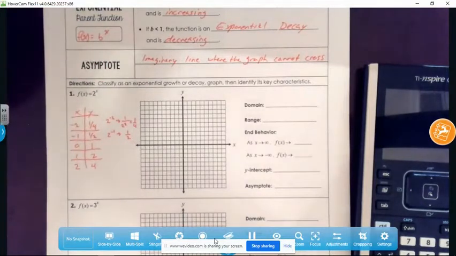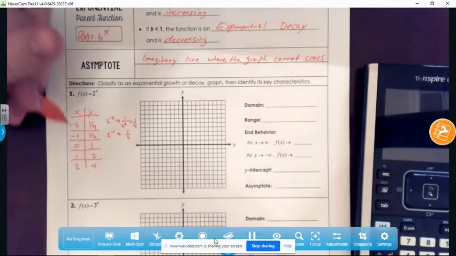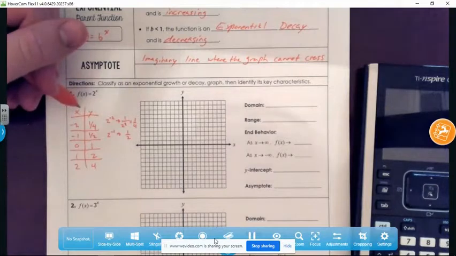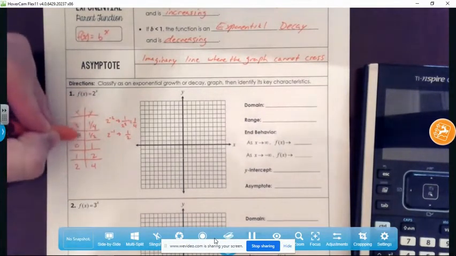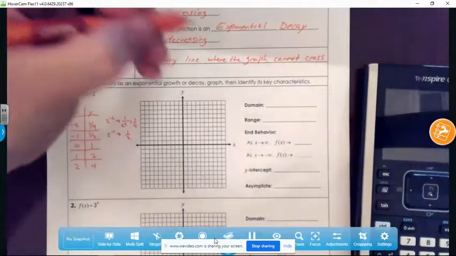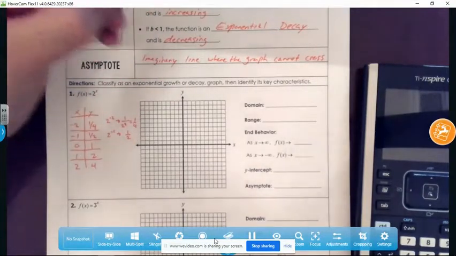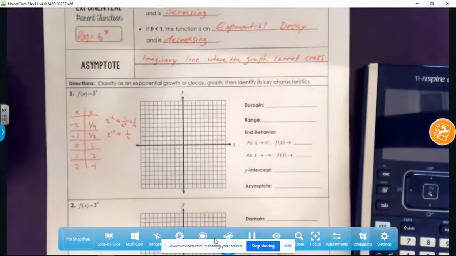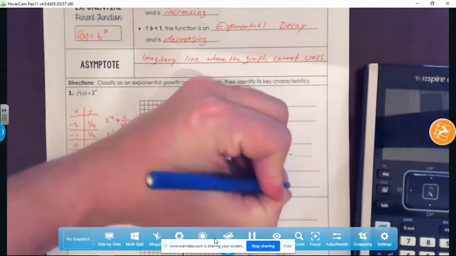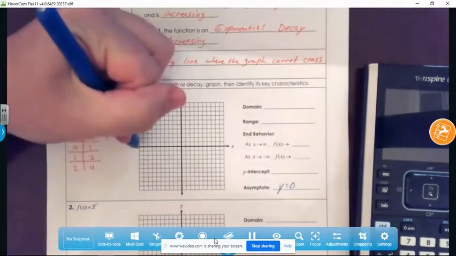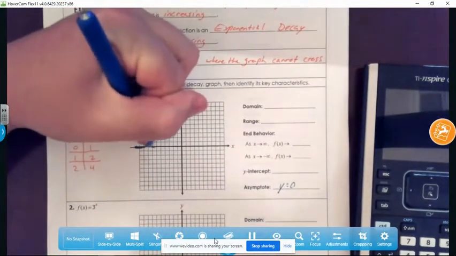And that pattern continues on and on and on, and it approaches the asymptote, which is y equals 0. It will never pass 0, no matter how small this number gets. You'll always find that your asymptote here is y equals 0. And it is the x-axis.